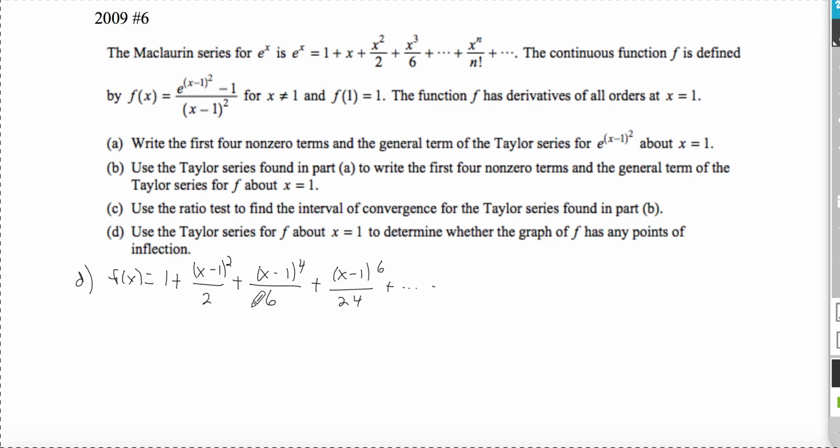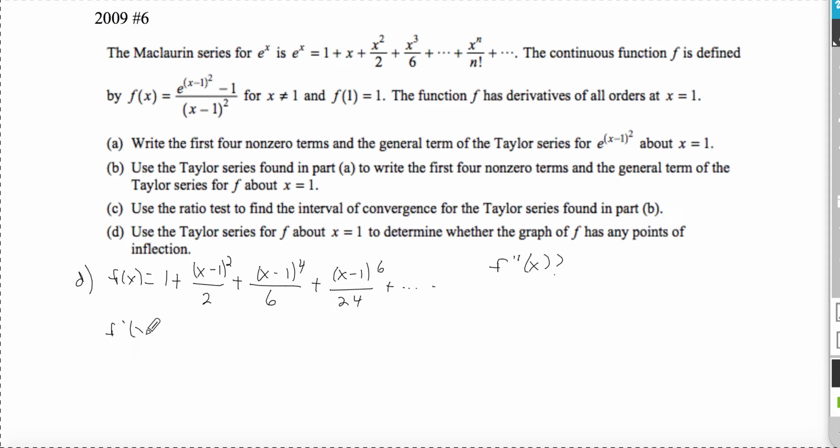That's what we found out f was, right? And here we're asked, use the Taylor series to determine whether f has any points of inflection. Well, points of inflection, that's a second derivative question, right? Ultimately, points of inflection is a second derivative question, okay? So let's find the second derivative.